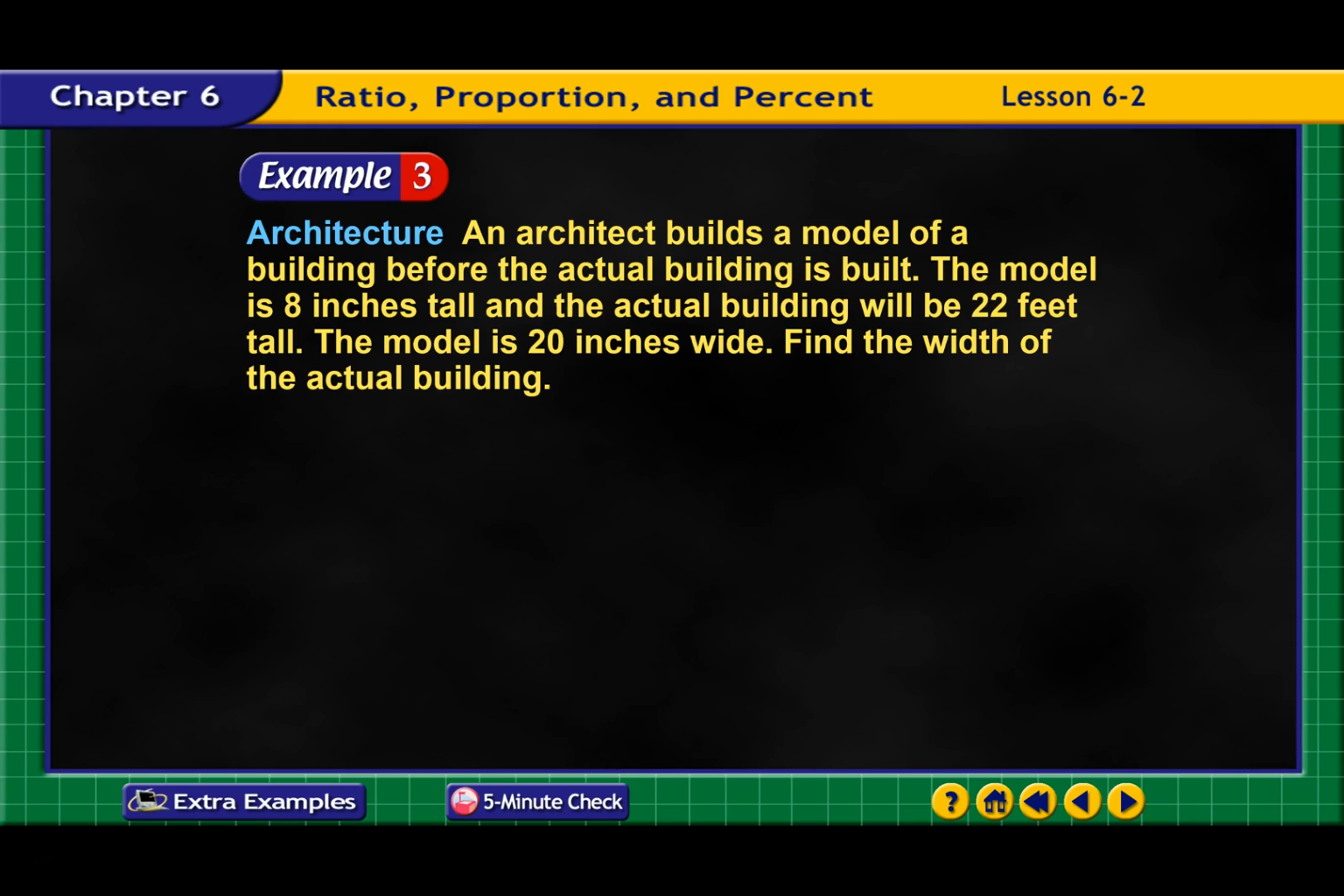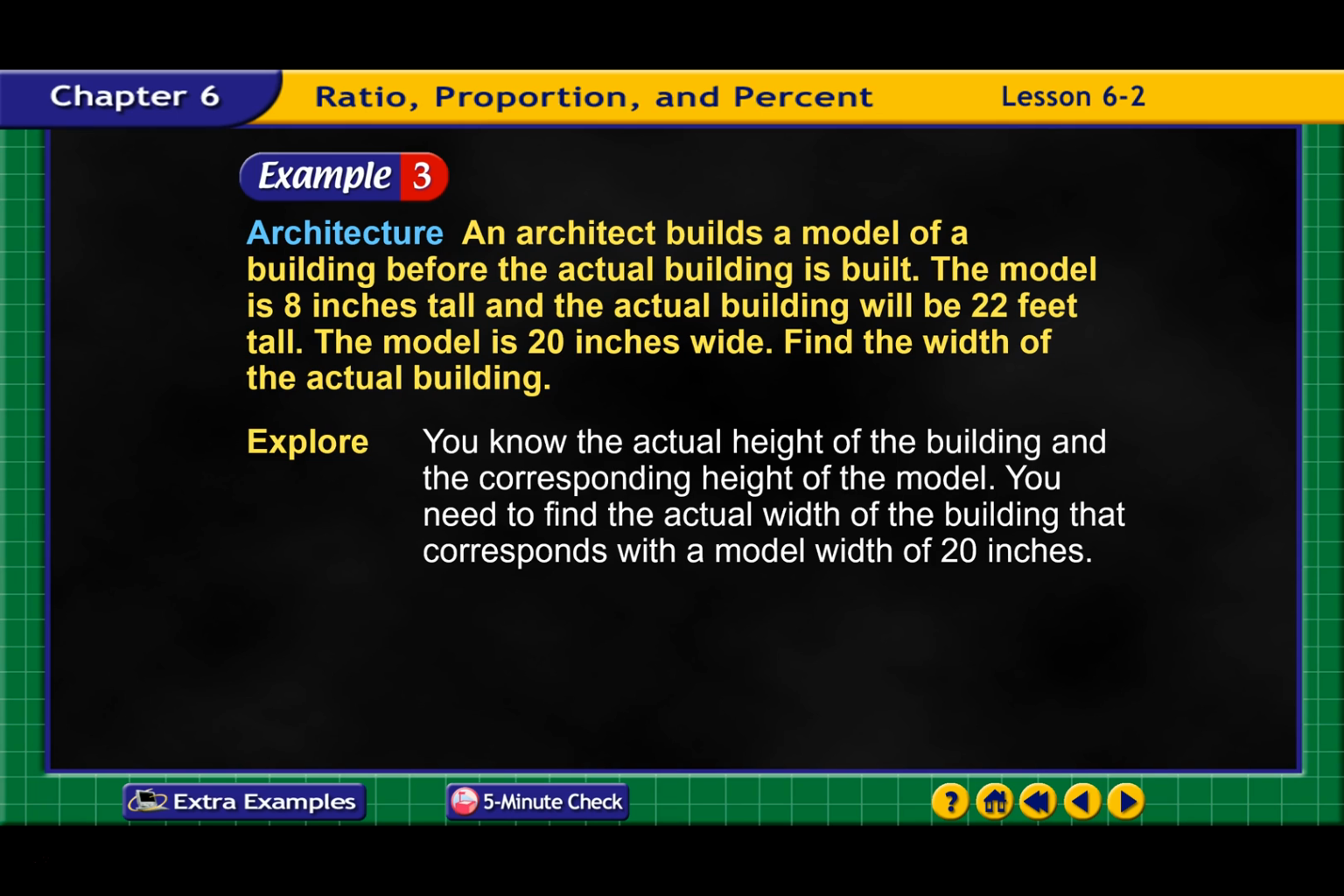All right, so an architect builds a model of a building before the actual building is built. That's what architects do. The model of the building is 8 inches tall, and the actual building will be 22 feet high. So the model is 20 inches wide. Find the width of the actual building.